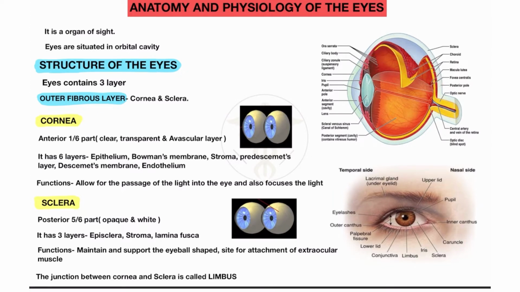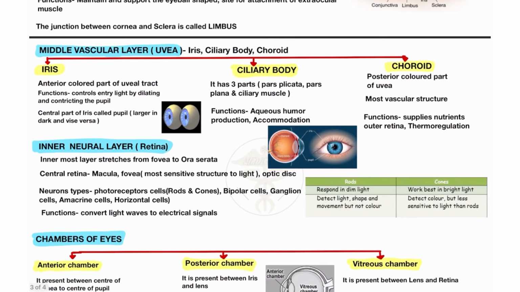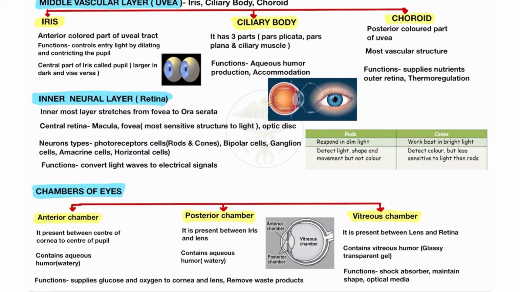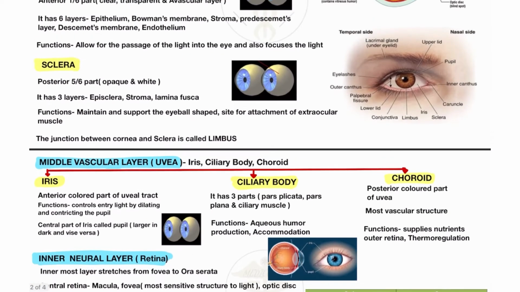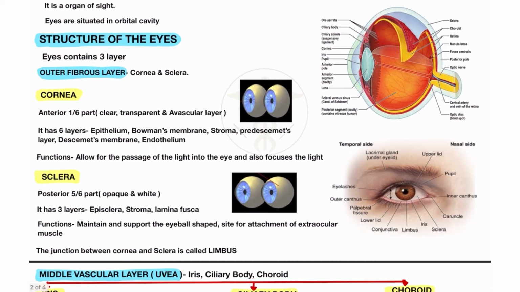This structure is called the retina. The retina lies between the ora serrata and the fovea. Please learn this, this is very important. The retina has different parts: the macular part, the fovea part and the optic disc. In this diagram you will see the optic nerve, and this is called the optic disc part, and this is called the macula. The center of the retina is called the macula and the center of the macula is called the fovea.